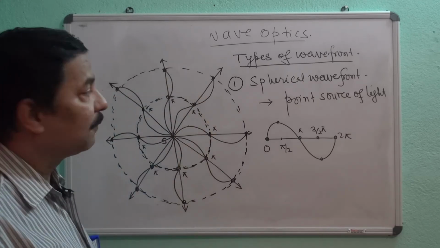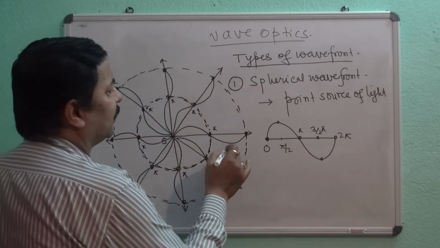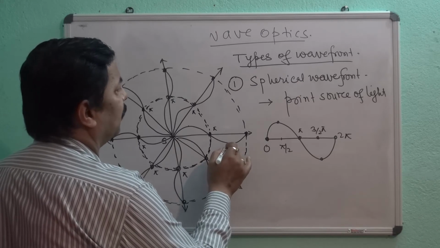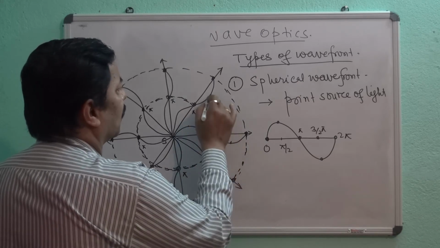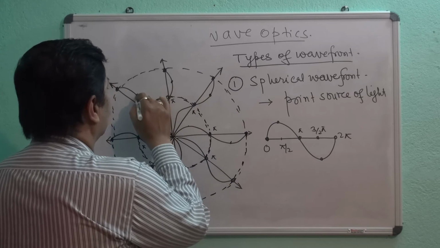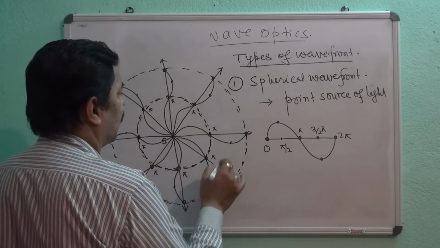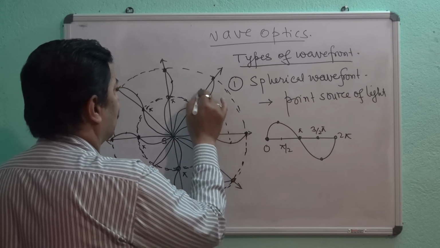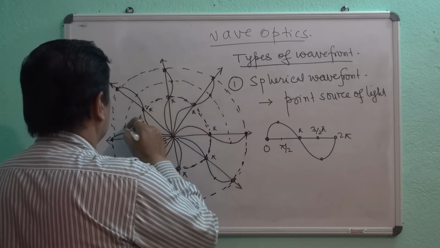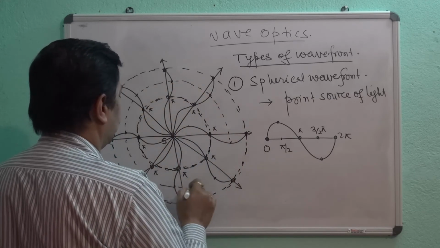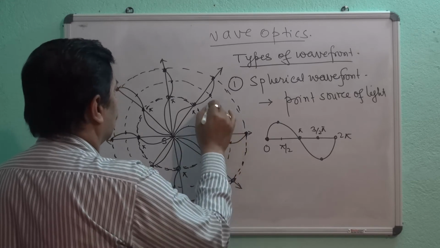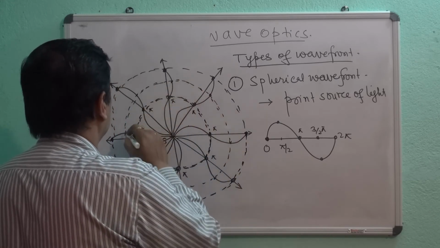You have got another wavefront. Similarly, if you join this point, the trough, you will get another wavefront. You see, if I am joining the trough, we will get another wavefront. Here you see, it is also spherical in nature.